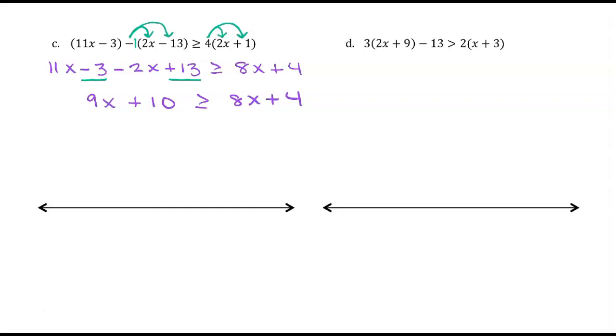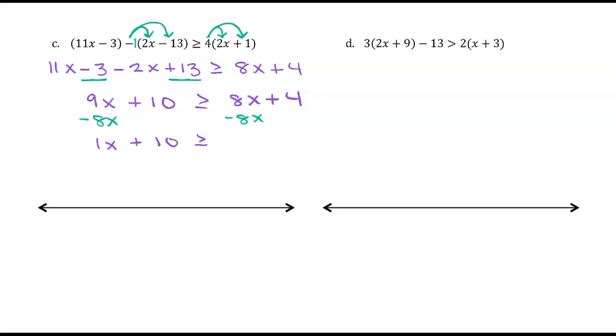Now that I've simplified both sides of the inequality, I will collect the variable terms on one side and the constant terms on the other. I'll start by subtracting 8x from both sides so that my variable terms are together. That leaves me with 9x minus 8x, or 1x on the left.